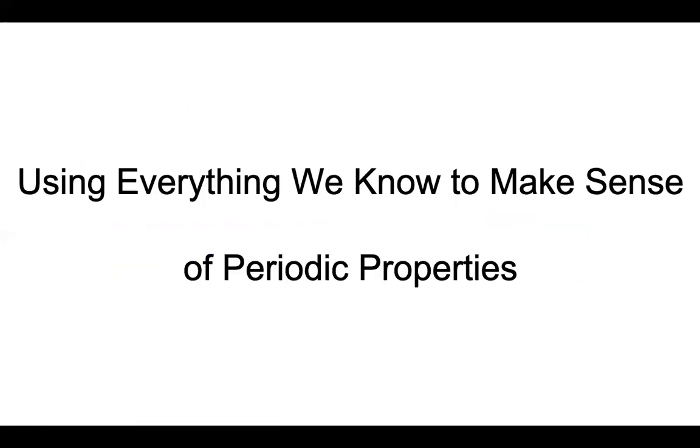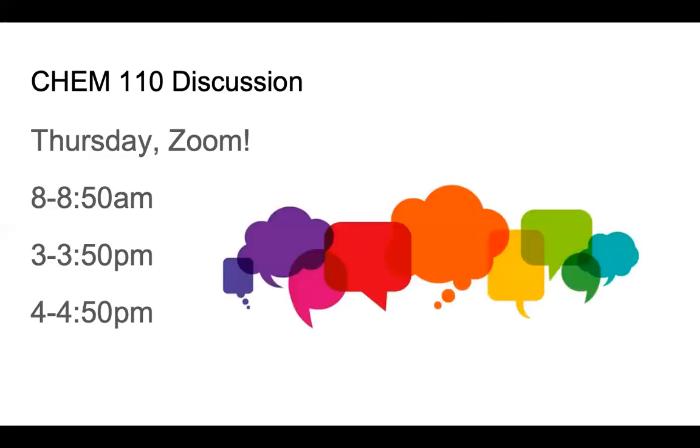The next time we talk, we're going to use everything we know to make sense of periodic properties. So we're going to take our electron configurations, our energy distributions from orbital diagrams, and we're going to start to use those pieces of information to make sense of our periodic trends and properties. You're probably wondering what discussion is going to be like. So we're going to have a great opportunity to practice and showcase how you solve problems so that your colleagues can understand and appreciate the strategies and approaches you use to make sense of these types of problems.